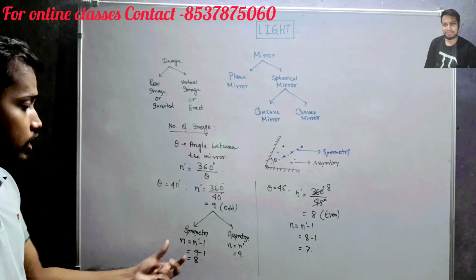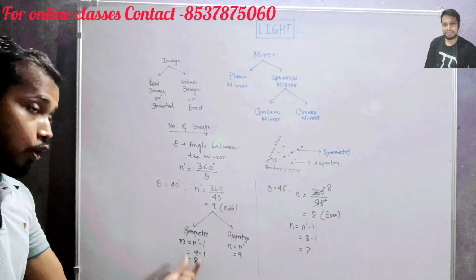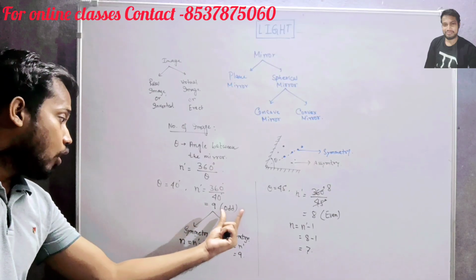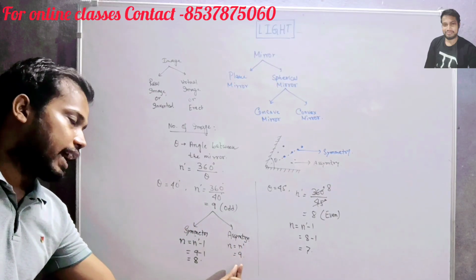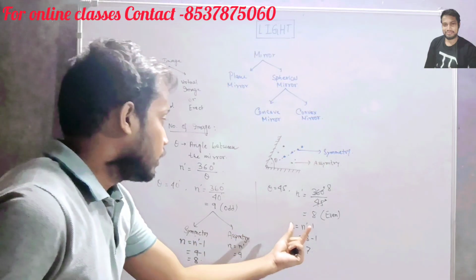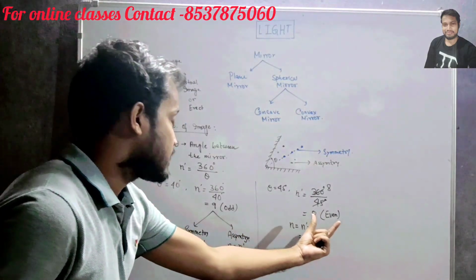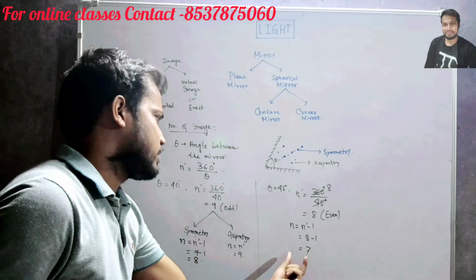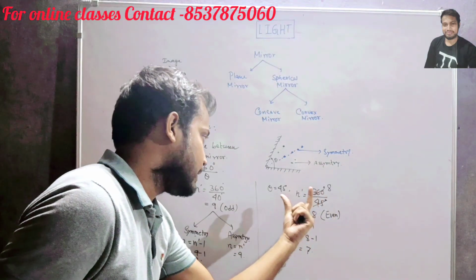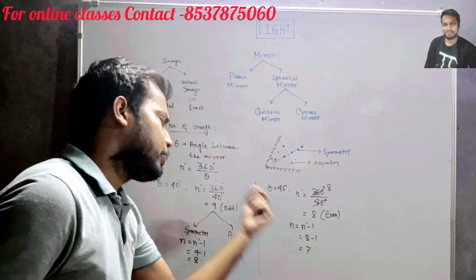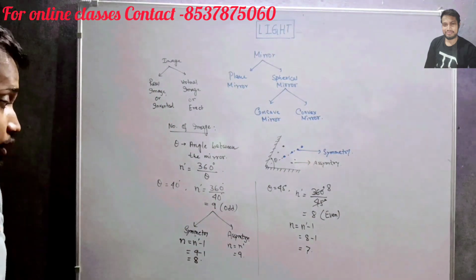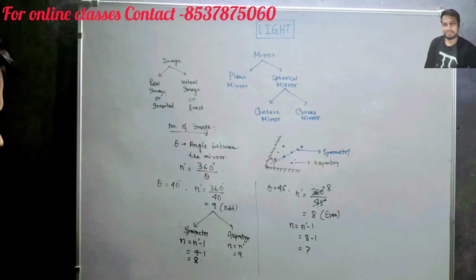So for odd symmetry, we have to do -1. For odd asymmetry, we have to take it as it is. For the even case, for an even number, we have to do minus 1, whether it is symmetry or asymmetry. When we get an even result, we have to do -1 all the time, whether it is symmetry or asymmetry. Okay, this is basically the rule.